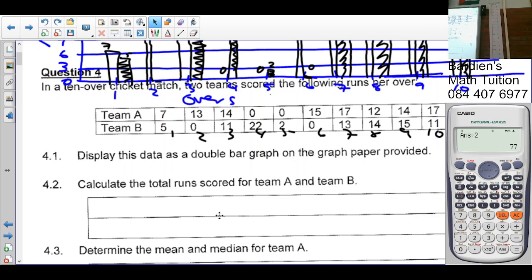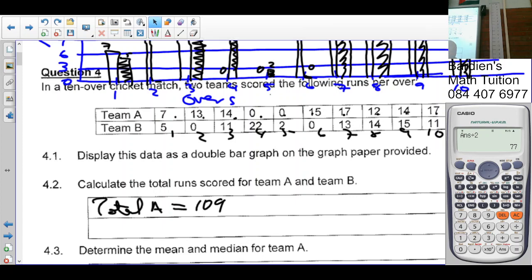So the total for team A, I must add up all these values here, not so. So it's going to be 7 is 20, is 34. 34 is 49, is 59, is 66, 78, 88, 98, 108 is 109.